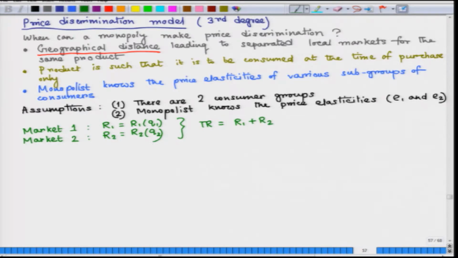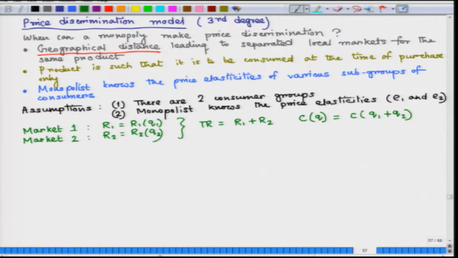Now, what about the firm's profit equation? Note that the firm, or the monopolist, has one cost function. So, we can write like this.